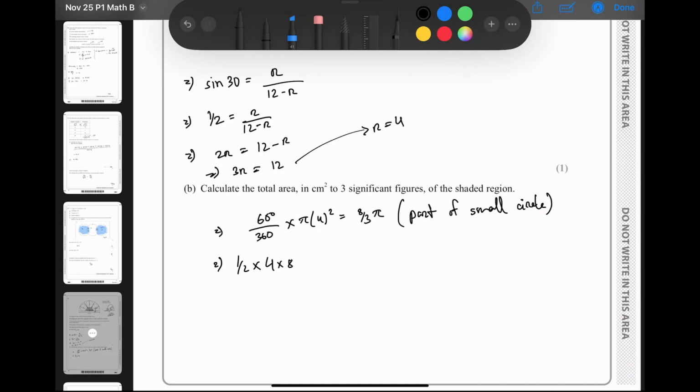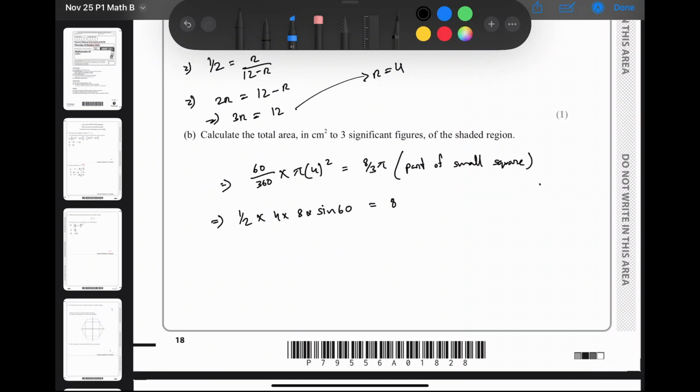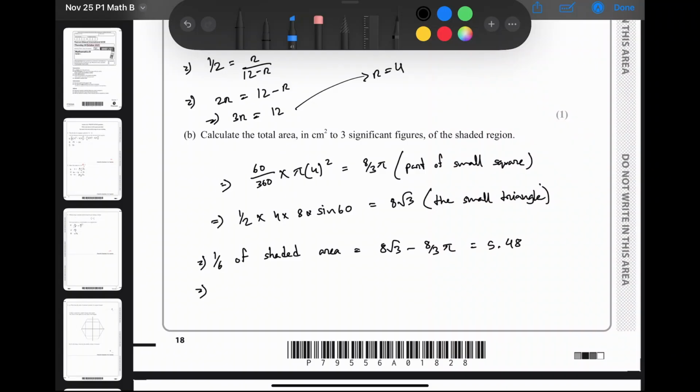The small triangle comes to be 8√3, and the small part of circle comes to be 8π/3. Now we subtract and multiply with 6 to get the answer of 32.9.